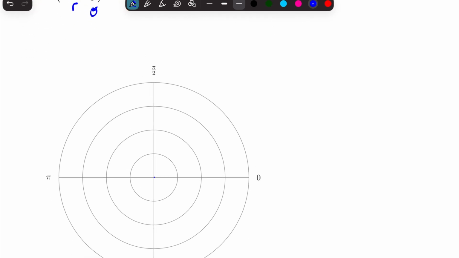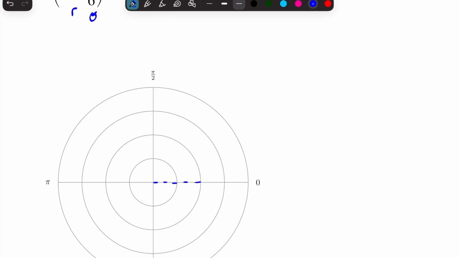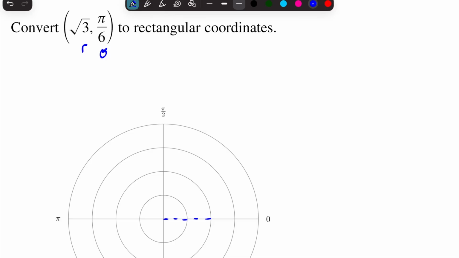So if I were to graph this on this polar graph paper, root 3 is a little more than 1. Pi over 6 is, say, right here. And so we'll put that point right there. Okay.